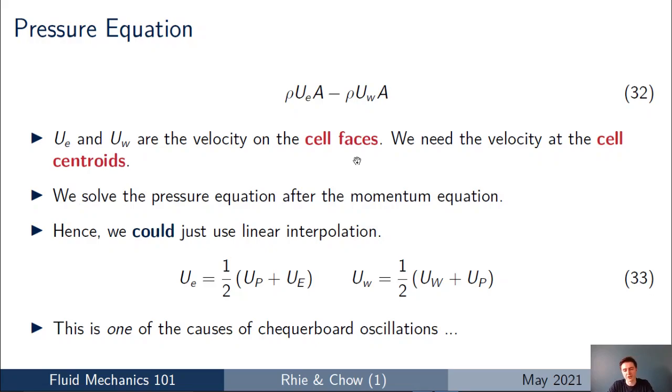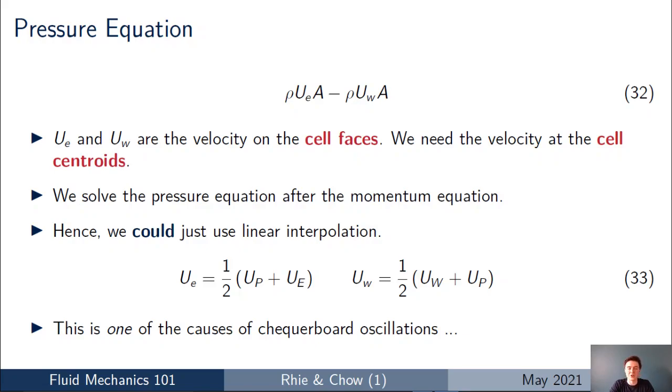And equation 33 gives us the linear interpolation form for the velocity on the east face of the cell and the velocity on the west face of the cell. And what we can then do is substitute those into the continuity equation. Now, at this stage in the talk, we've set up all of the conditions that are necessary for checkerboard oscillations to appear.